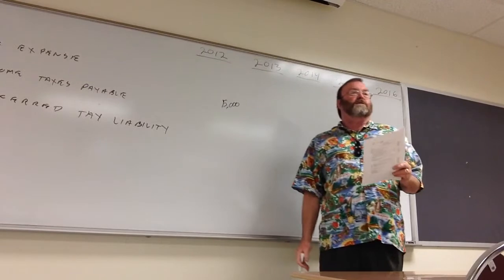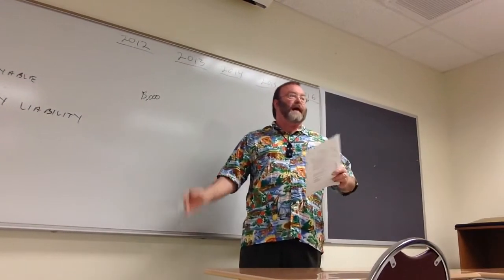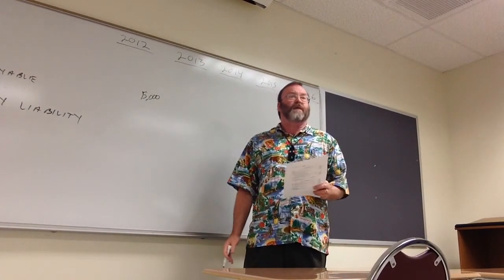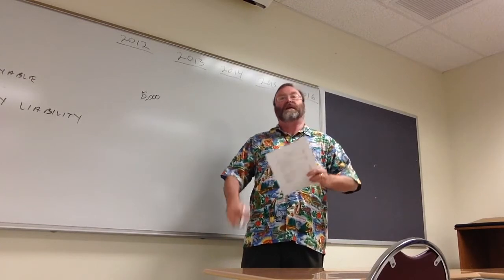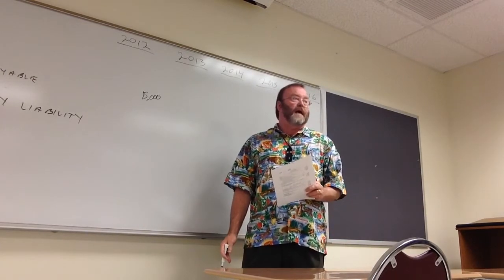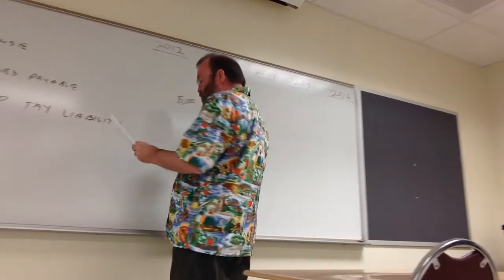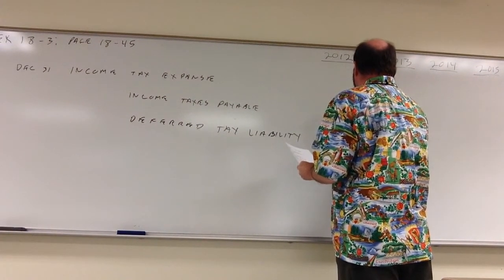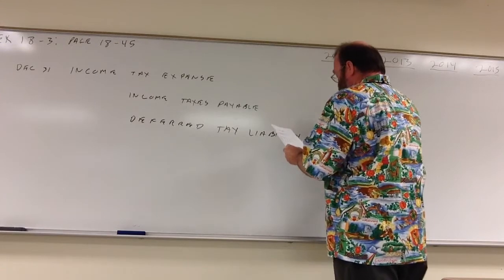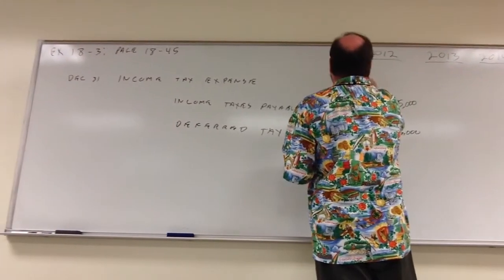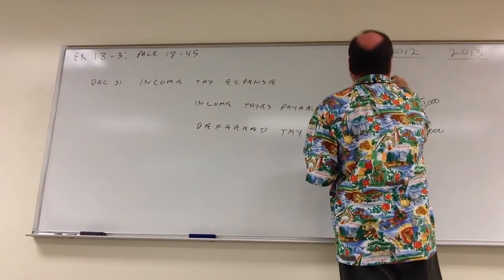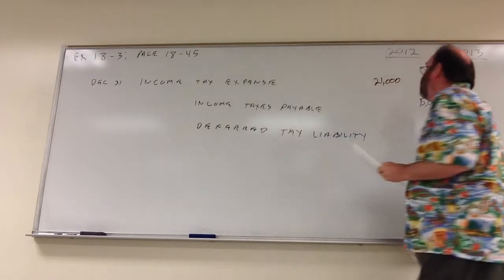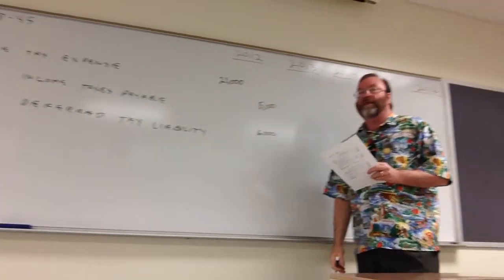There's a difference between financial and taxable of $20,000. If you take the $20,000 times the 30%, you get a deferred tax liability of $6,000. Add those two together, and your income tax expense for 2012 is $21,000.